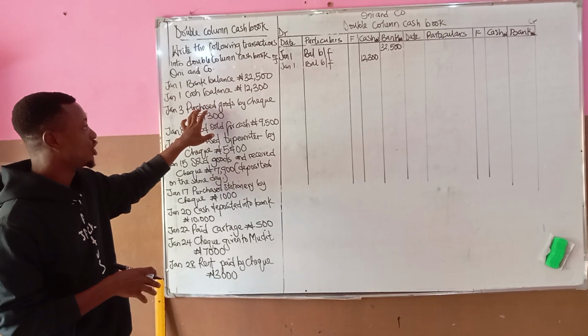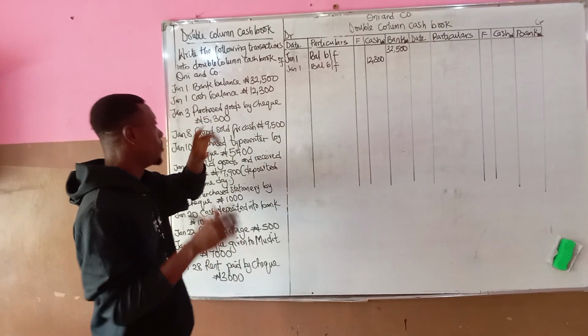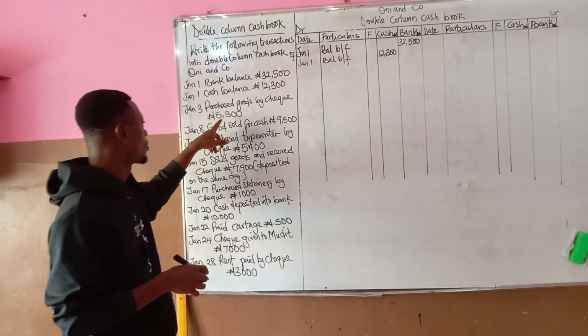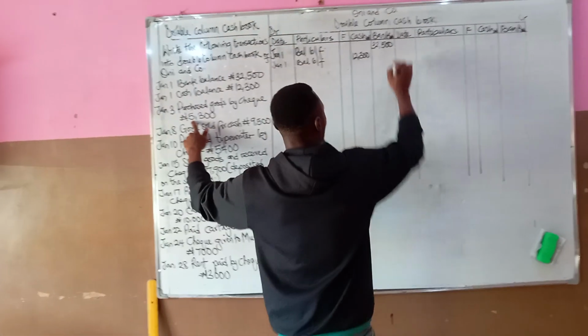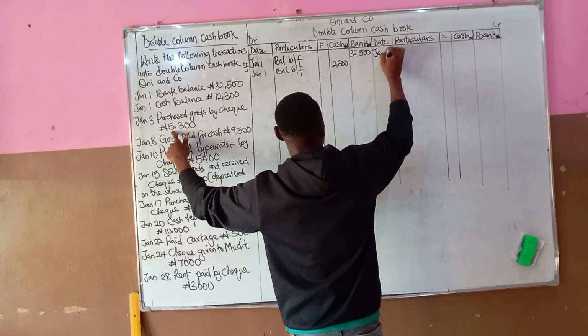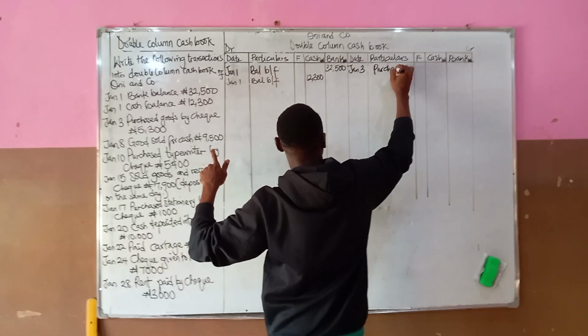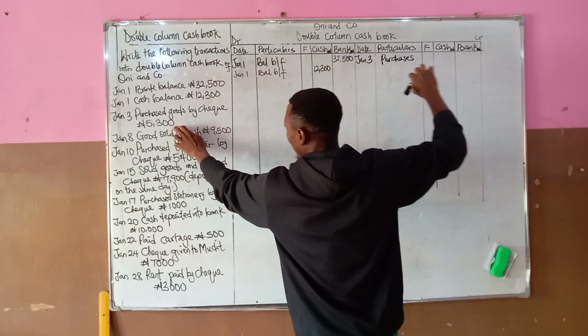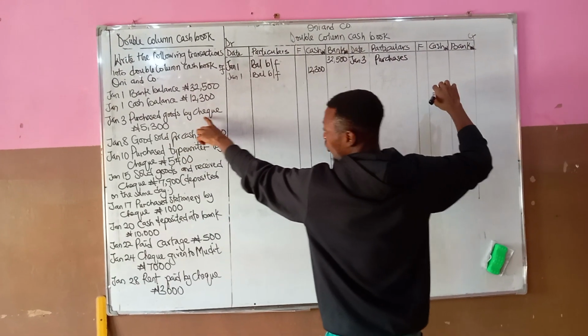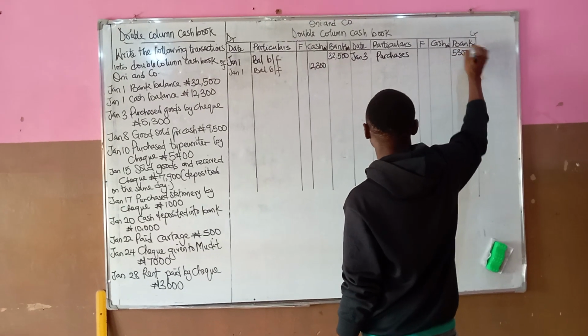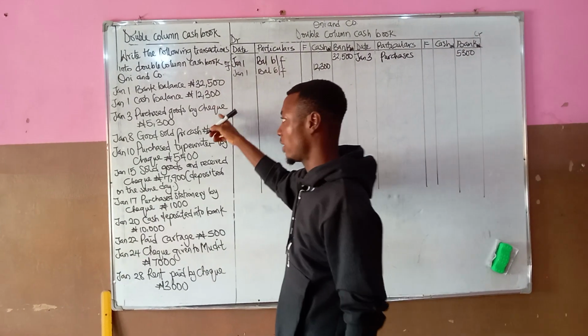So when we have purchased goods, mind you, by check is very critical because it decides where this transaction goes into. So here we come January 3rd, purchases, and it's going to be recorded under bank because of the check. So we have 5,300. Very significant for you to take note of that.